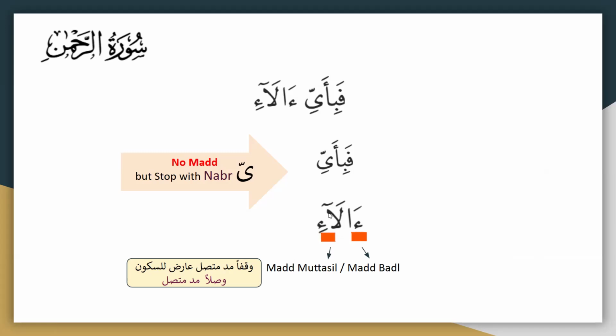Then we have mad muttasil. When you are doing a waqf on mad muttasil, it becomes mad muttasil arid lis-sukun, because as I said earlier, the hamza will turn into a temporary sakin letter. The sukun will be temporary. So it will be muttasil, but due to stopping on the hamza it will be muttasil arid lis-sukun, due to temporary sukun. And if you're continuing without stopping, this will be simple mad muttasil. You can stretch it either for 4 harakat or 5 harakat long.